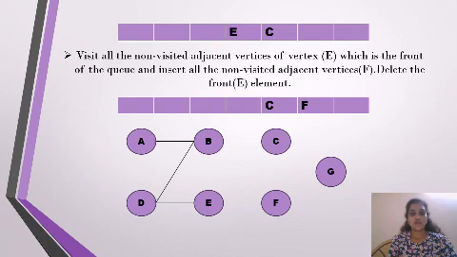Now visit all the non-visited adjacent vertices of the vertex E, which is the front of the queue, and insert all the non-visited adjacent vertices, F. Delete the front element E from the queue. After deleting the front element E from the queue, the elements are C, F.